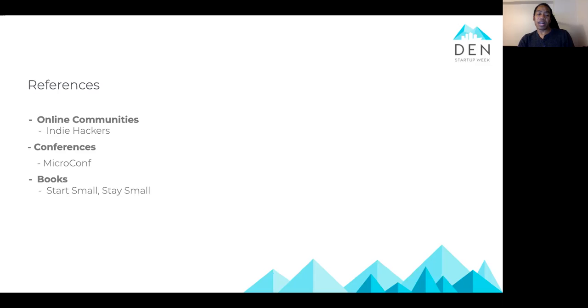And finally, the book Start Small, Stay Small by Rob Walling. The book is a little dated, but it still has some timeless information. I think it's a very good read for understanding what good methods you can use to market your product, and for thinking about next steps in terms of sales strategy and things like that.